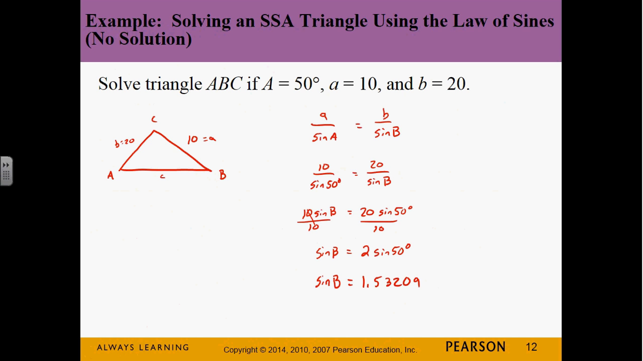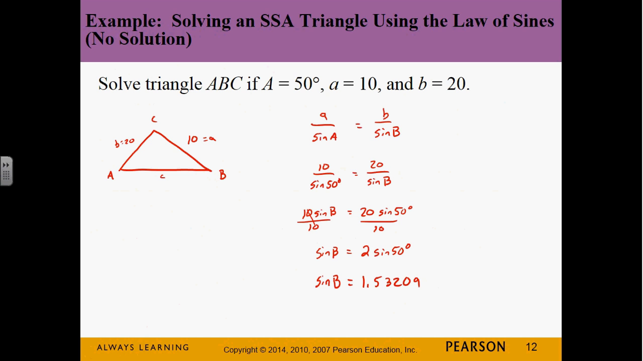Can you take the sine of an angle and get a number bigger than 1? No, remember, you can't get a number less than negative 1 or bigger than positive 1. They have to be between negative 1 and 1. So how would we normally solve this? Which function would we use? If we've got the value but we need the angle, what are we going to use? We're going to use arcsine, right?